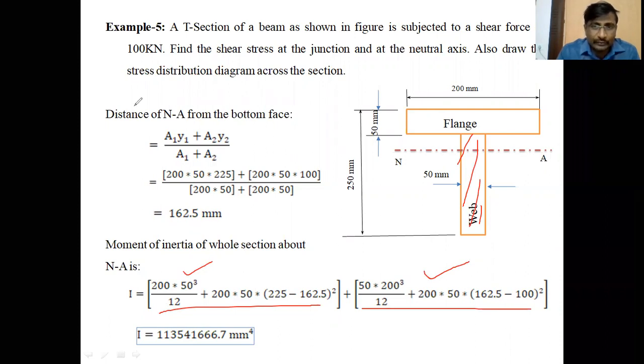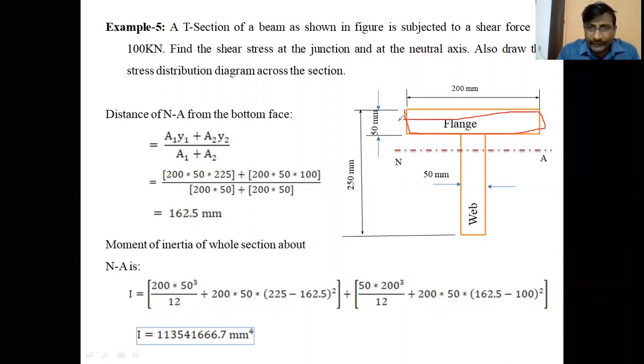So how to calculate the moment of inertia here? The moment of inertia of the flange about its own CG, the formula is bd cubed by 12. Here b is the breadth of the flange and d is the depth of the flange. Breadth is 200, depth is 50, so 200 into 50 cubed by 12 is the moment of inertia of the flange about its own CG.